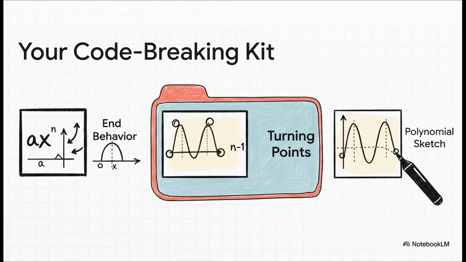So, let's wrap this up. Here is your complete code-breaking kit. The degree is the real MVP. It tells you the maximum number of turns. And with its partner, the leading coefficient, it reveals the end behavior. The end behavior sets the stage, and the turning points, well, they create all the action in between.